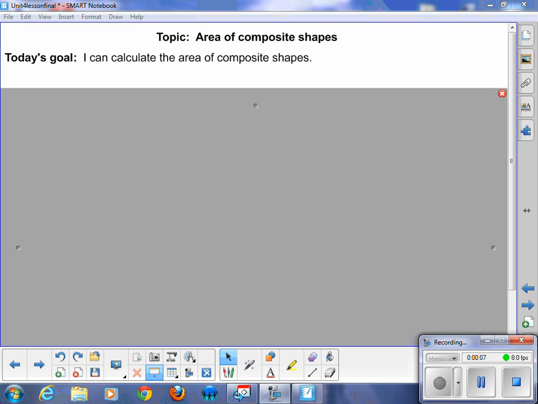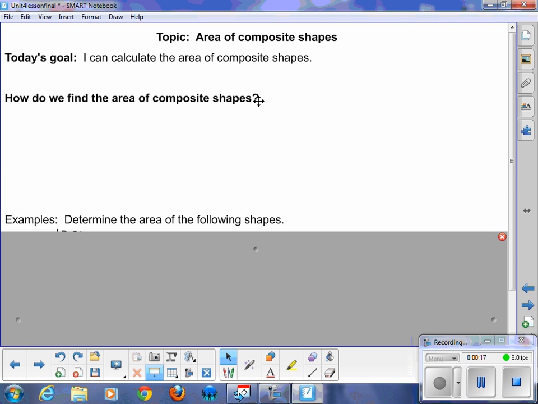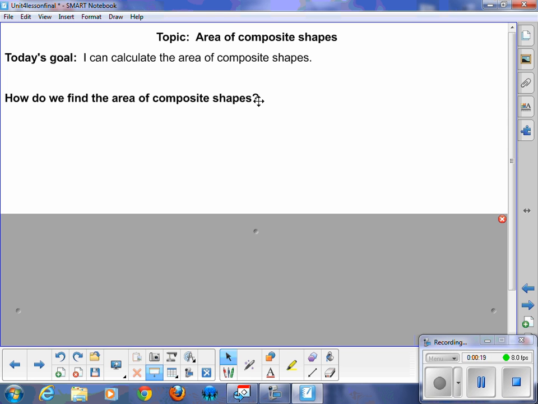Today we're looking at the area of a composite shape. So what's the goal? To find the area of a composite shape. Very straightforward, a little bit more challenging, and you're probably sitting there thinking, what is a composite shape? And how does he just keep so happy when he's doing this kind of stuff?